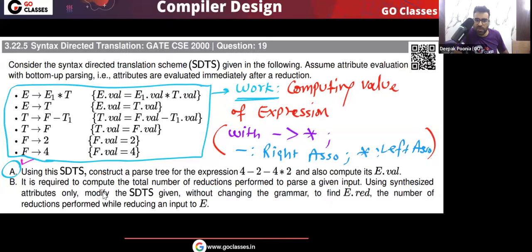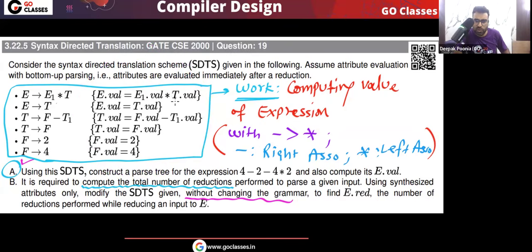Now what we need to do? We need to compute the total number of reductions. So we need to modify the given SDTs. These rules we need to modify, but without changing the grammar. You cannot change the grammar. You can change the rules. Of course, we need to change the rules.